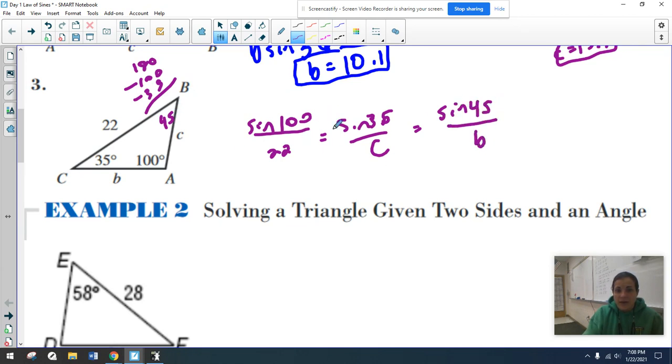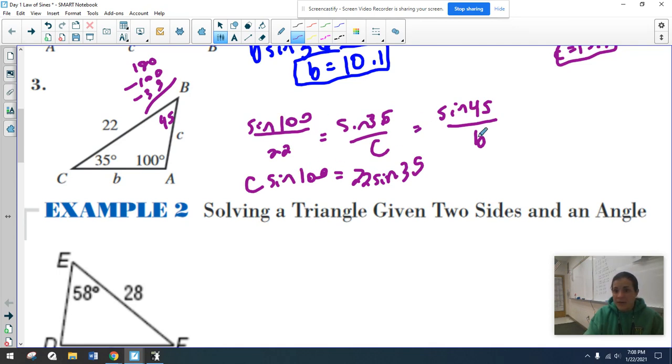So for these, all you got to do, again, is cross multiply. So I'm going to have c times the sine of 100 equals 22 times the sine of 35. So when you plug that in your calculator, you're going to hit 22 times the sine of 35 equals, and then hit divided by the sine of 100. That's going to give you your little c.